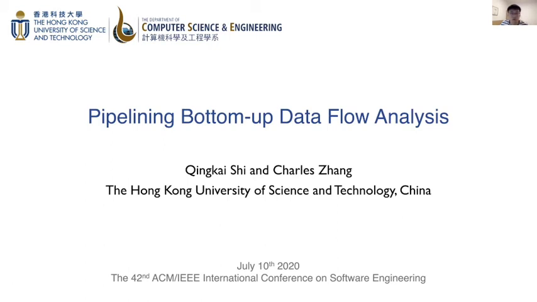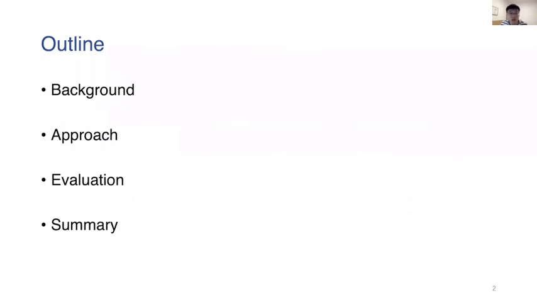In the second talk, I would like to introduce how we parallelize our static bug detector via a pipelining technique. The title of this paper is Pipelining Bottom-up Data Flow Analysis. This talk also consists of 4 parts: the background, the approach, the evaluation, and a brief summary.